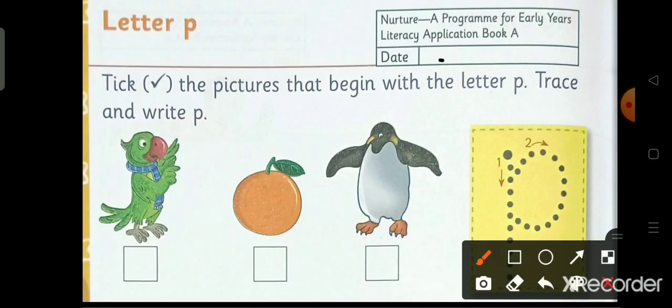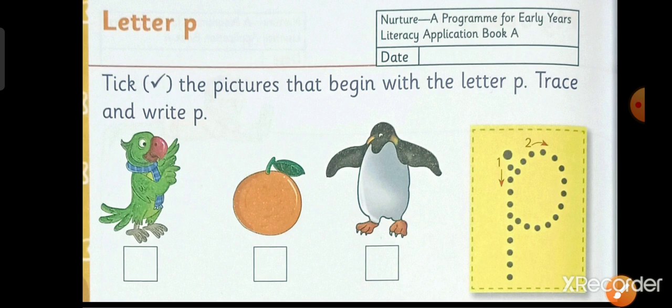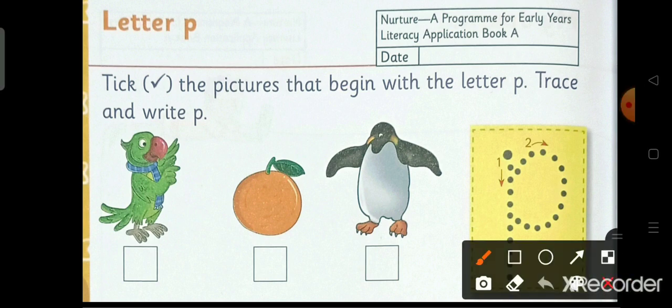First you have to write date here. Tick the pictures that begin with the letter P. Trace and write P. Children, first we have to tick the picture that begins with letter P. Let's start. Tell me, which picture is this? Correct. This is picture of a parrot. Parrot starts with letter P. So what we are going to do? Correct. We are going to tick.